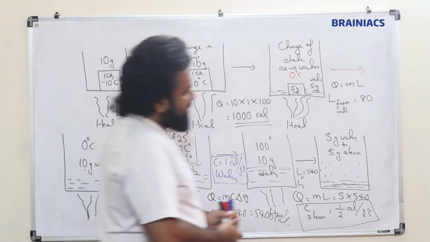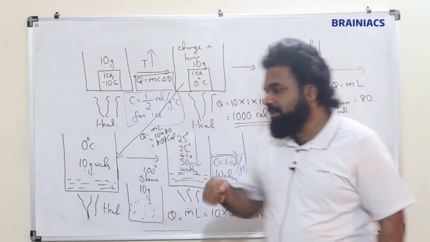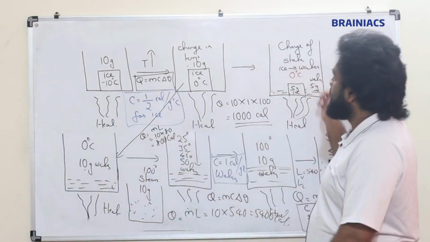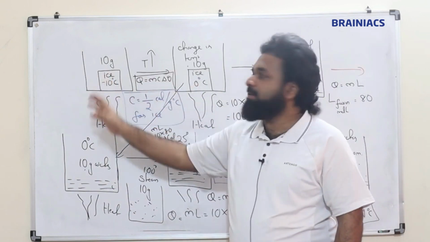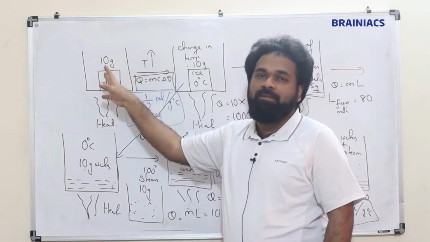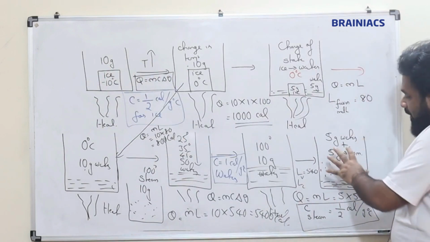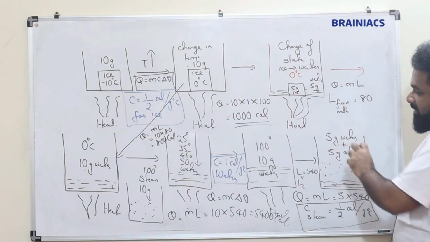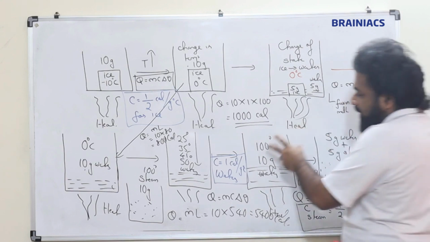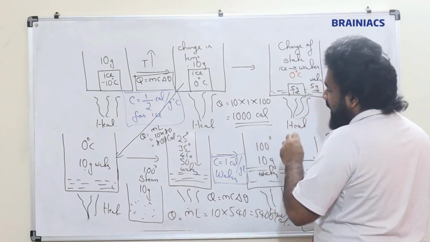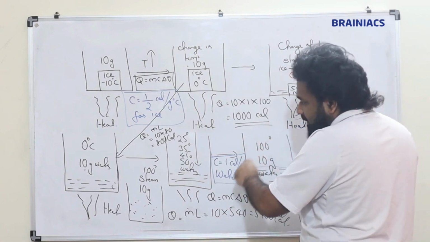Okay, see children, suppose the same process we can go back. The only difference is here we were supplying heat. Here what we need to do is extract heat. We are taking heat from the steam. Steam is converted into water. We are extracting heat from the water. Temperature of water is decreasing.